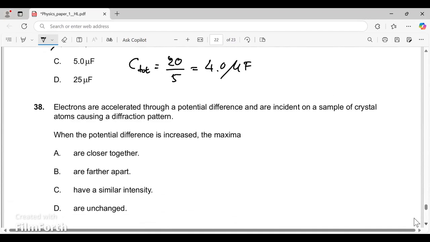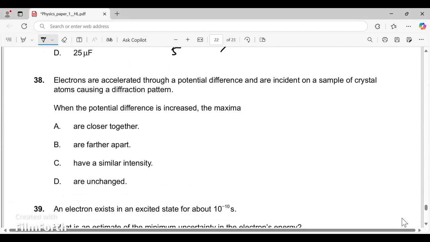C8. Electrons are accelerated through a potential difference and are incident on a sample of crystal atoms, causing a diffraction pattern. When the potential difference is increased, the maxima are closer together, are farther apart, or have a similar intensity as before. 39.